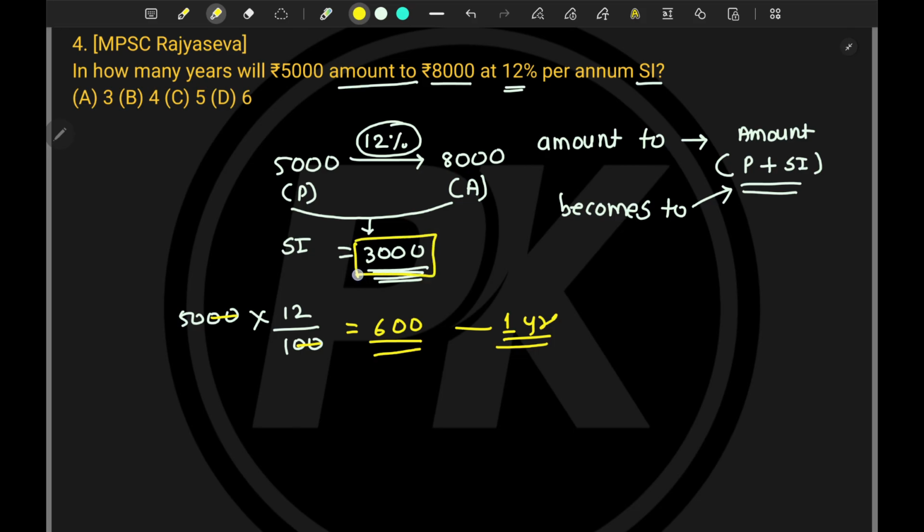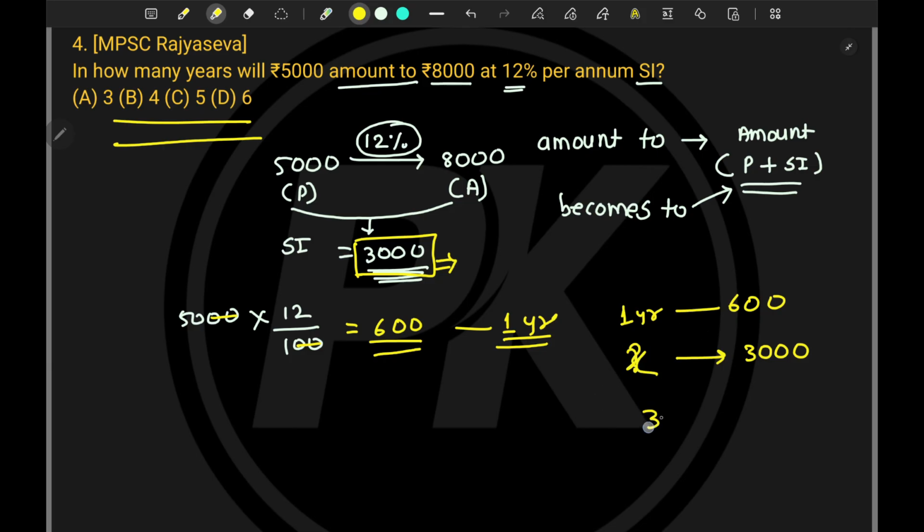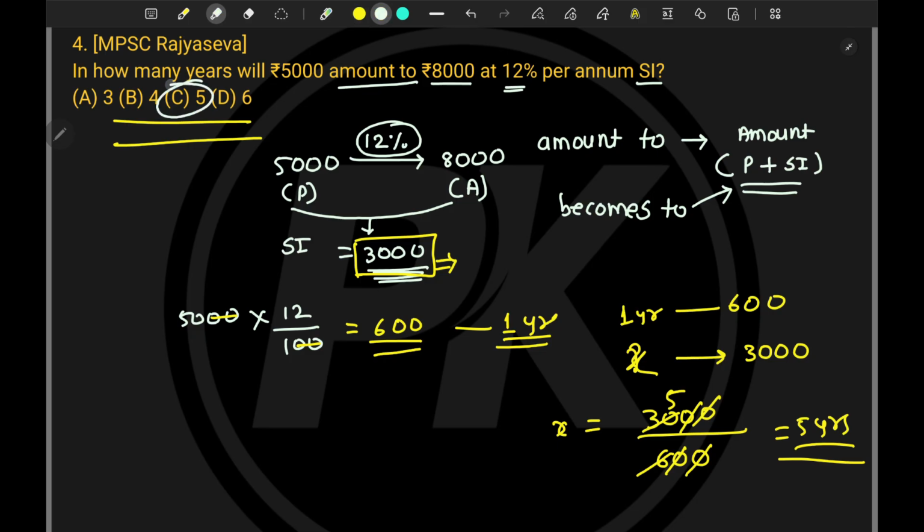Now how many years will it take to become that amount, 3,000? That is what is asked, right? That is what the answer is. So in 1 year, let's say it is 600 rupees. In how many years will it become 3,000? Let's do the cross multiplication. Let's consider this as x. So x is equal to 3,000 divided by 600. So this zero gets cancelled, and 6 5s are 30. So it will take 5 years. So what is the answer? It is option number C.